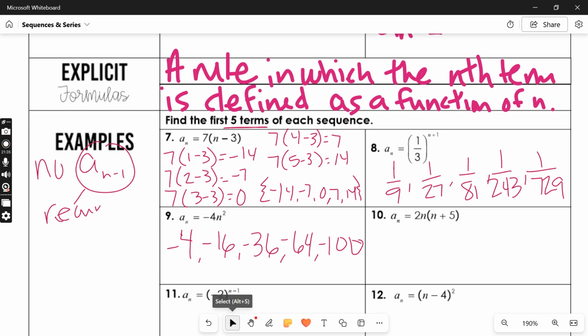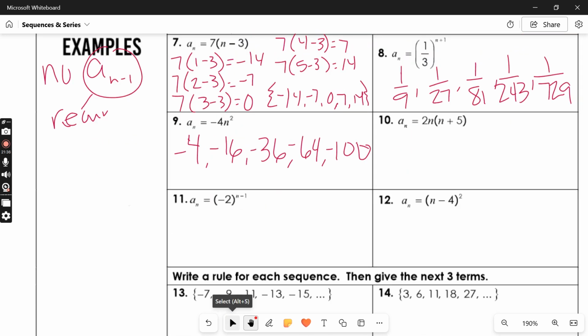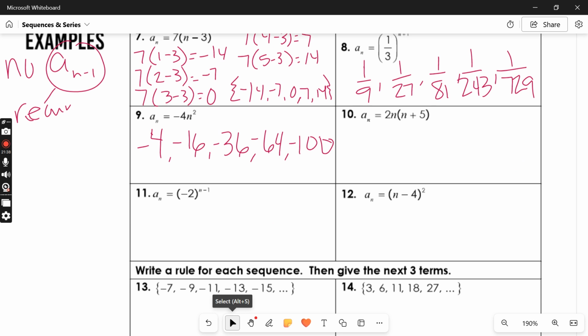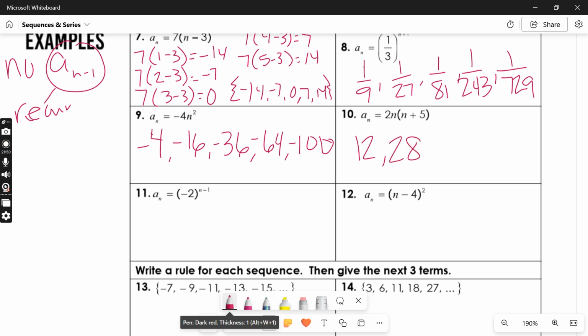So I suggest for these next few, 10, 11, and 12, go ahead, put them in your calculator, find the first 5 terms, and then check to make sure you get the same thing. So on number 10, you should get 12, 28, 48, 72, and then 100.